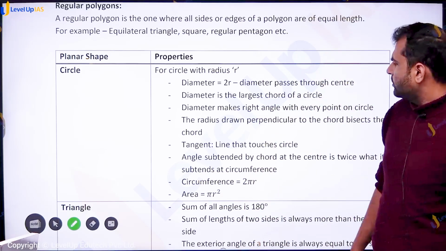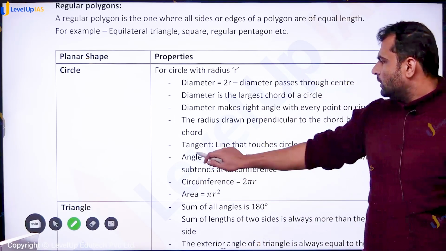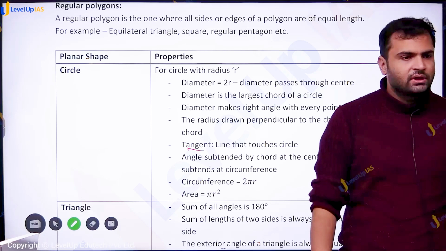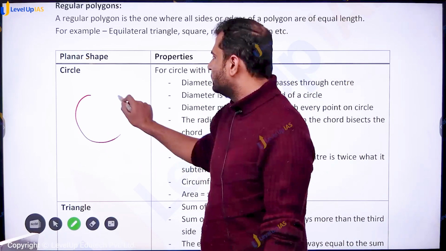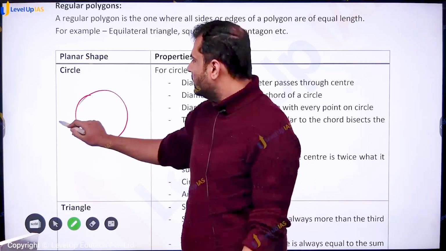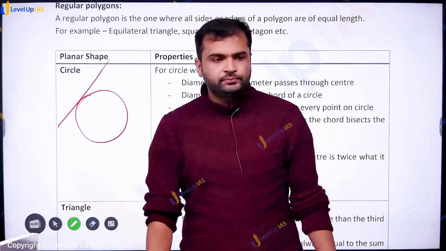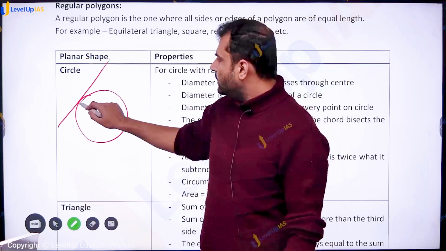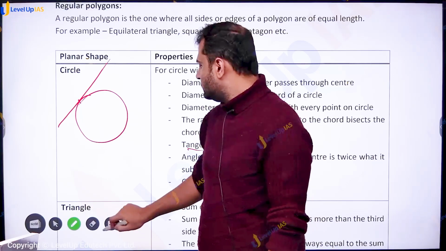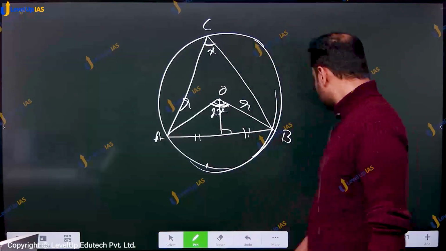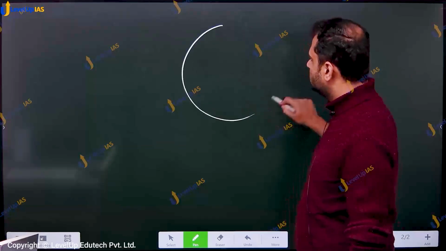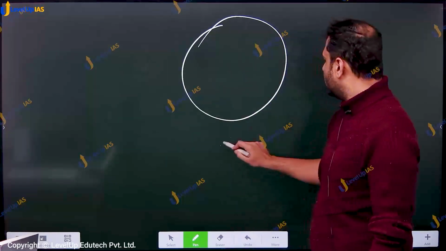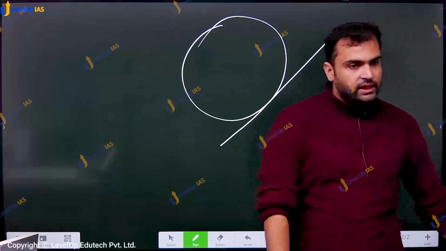There is one more word that is mentioned here. Tangent. What is tangent? Tangent is nothing but a straight line that touches the circle. It touches the circle. We have, let us say, this circle, and this line is tangent.